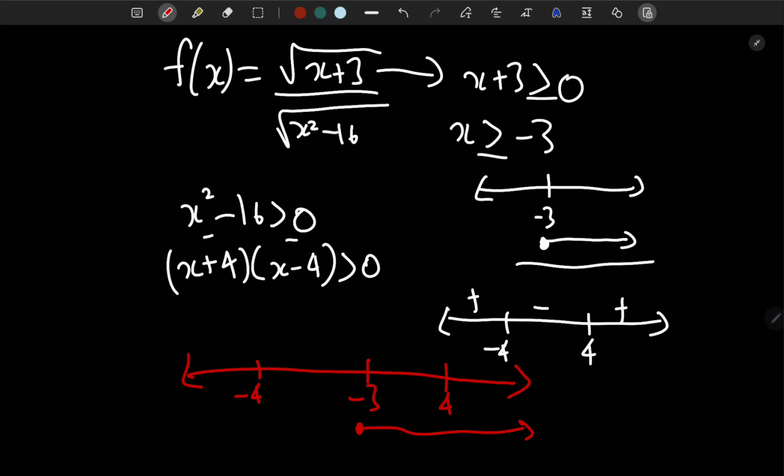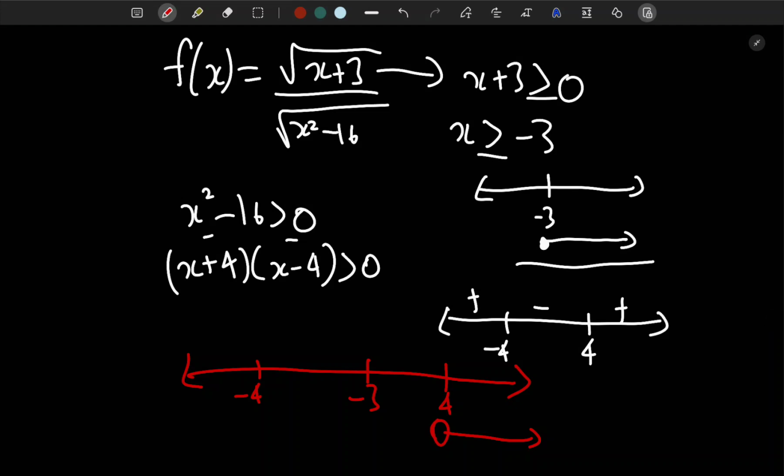And we also know that the region between negative 4 and 4 is negative, so we automatically know that all this part over here is not going to be included, and the only part which is going to be included is more than 4, since that is the only intersection between the two number lines. And 4 is not included, by the way, so empty circle over here, and that's the answer.